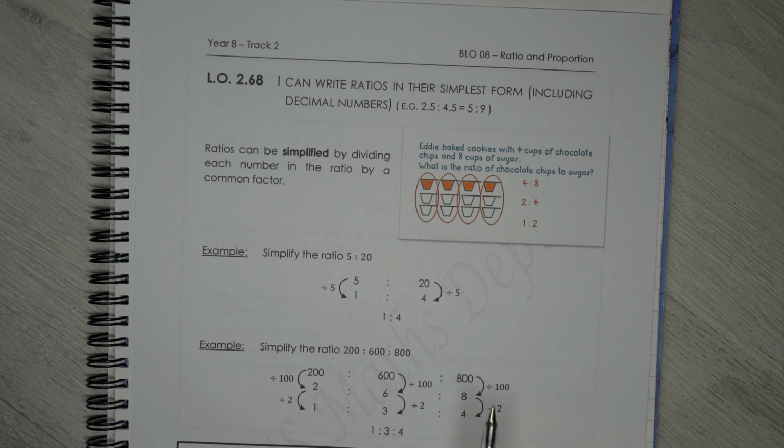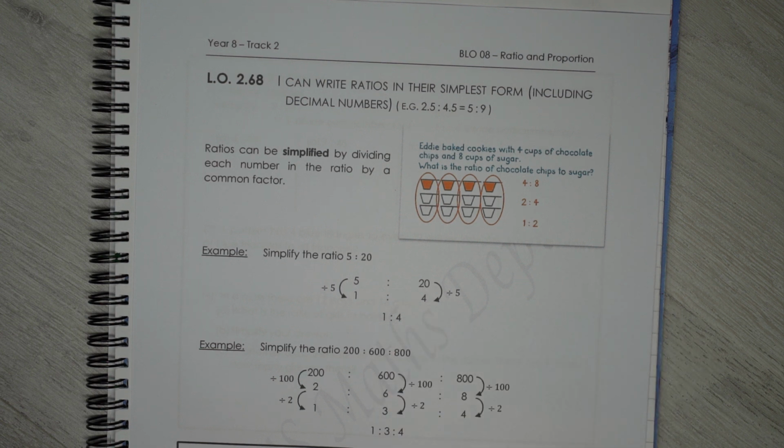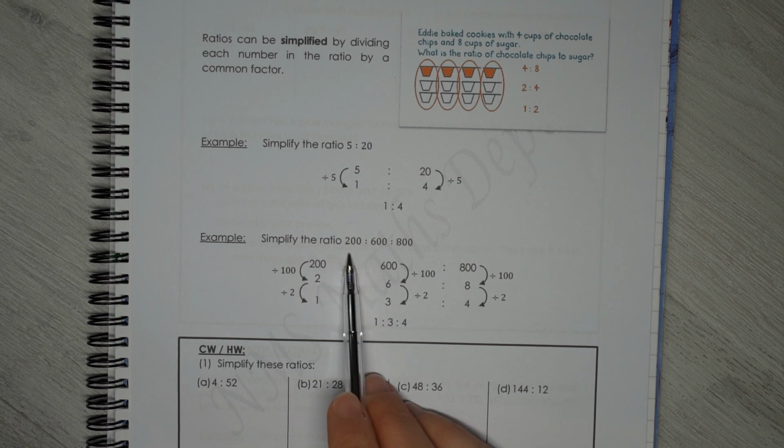So it's always important to find the common factor. It will be even better if we can find the highest common factor. In that case, by finding the highest common factor, we will eliminate certain steps. But if we cannot find the highest common factor, don't worry. Simplify in steps.